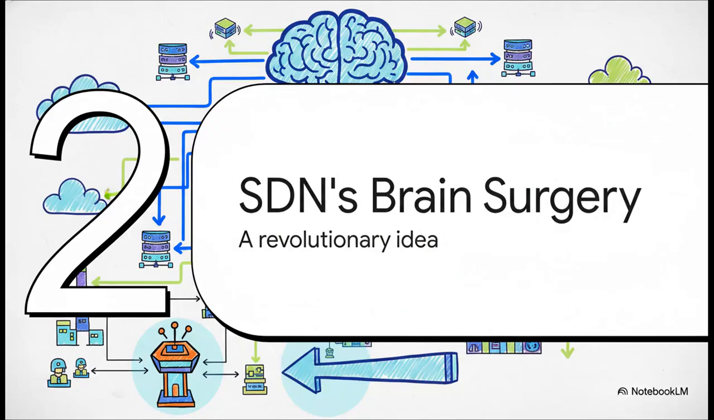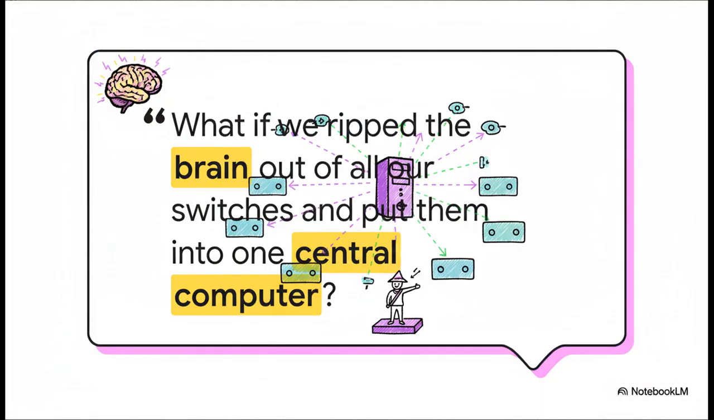But what if we could perform a kind of network brain surgery? This is where SDN comes in, and it is a deceptively simple idea, but trust me, it's an idea that changes absolutely everything. This is the big aha moment. This is the question that flipped networking on its head. What if we just took the brain, the control plane, out of every single one of those 50 switches? And what if we put all of that thinking power into one single, centralized, genius brain?